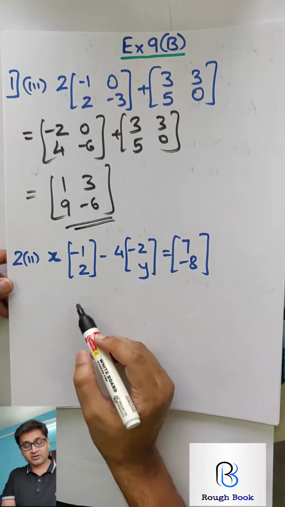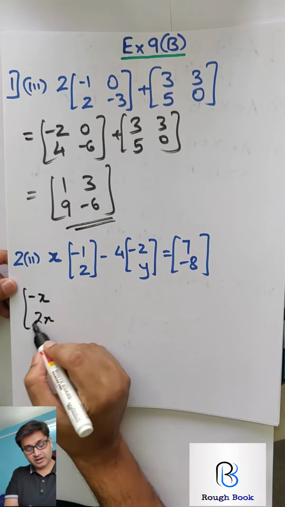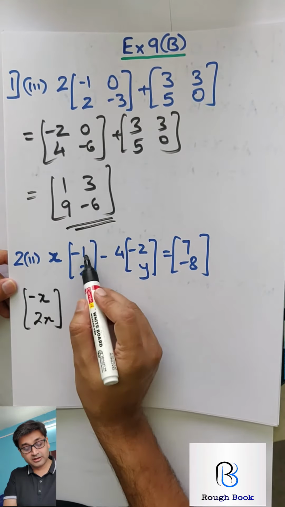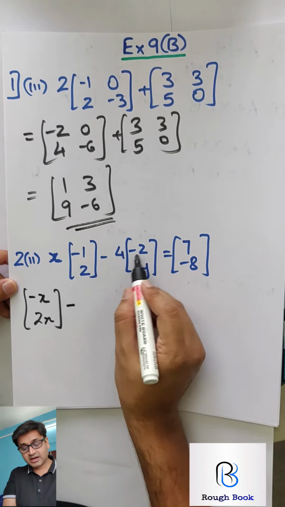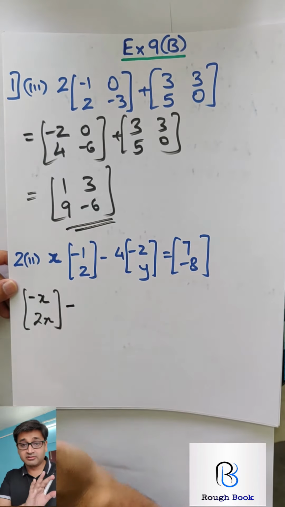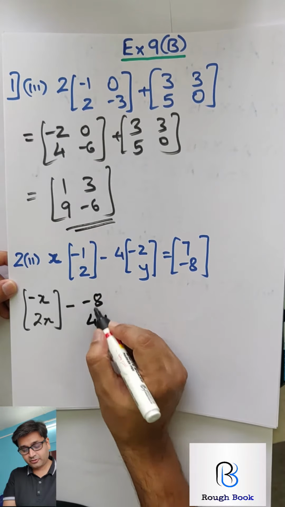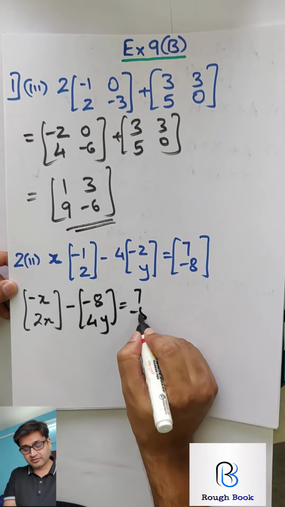So you will get the value of x then. So minus x and 2x. You have to multiply by both the numbers, minus x and 2x, again 4. Don't take this minus sign inside. Let the minus sign be out only, otherwise you will mess up. Just put 4 inside. So minus 8, 4y equals to 7 by minus 8.